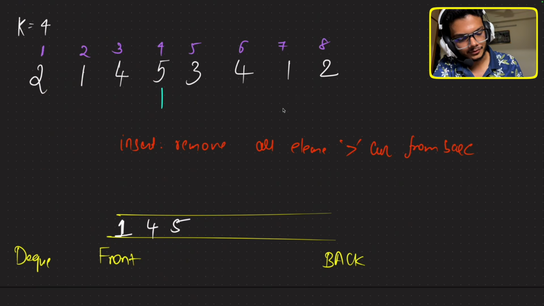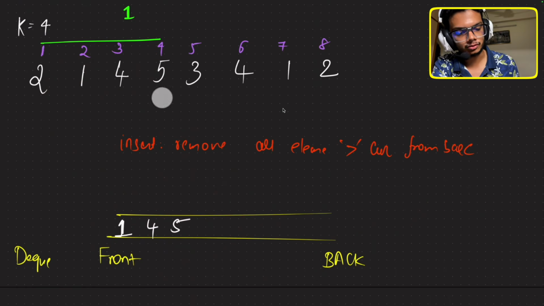But notice, when we are at 4, our answer has to be printed because now the window size has become 4. So here, you will output the front of DQ. So the answer, let me write the answer where? Let me write the answer above, okay? So the first window's answer is 1. So this window's answer is 1. Okay, then we move ahead.